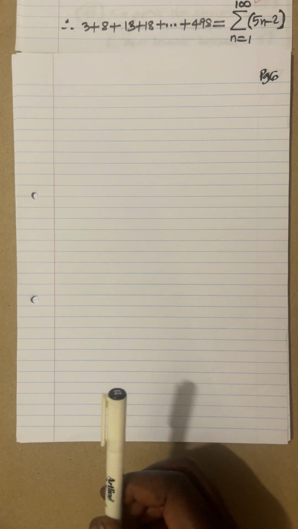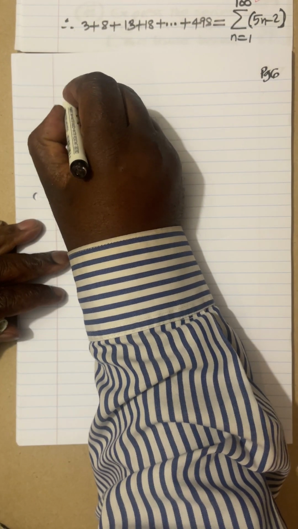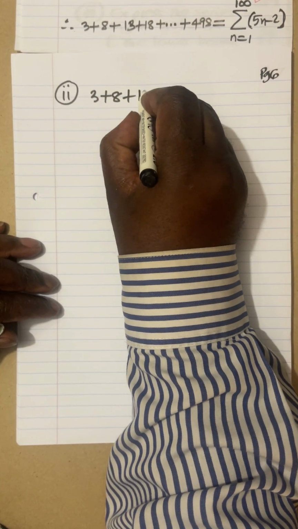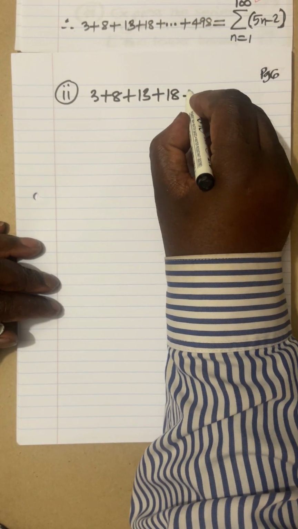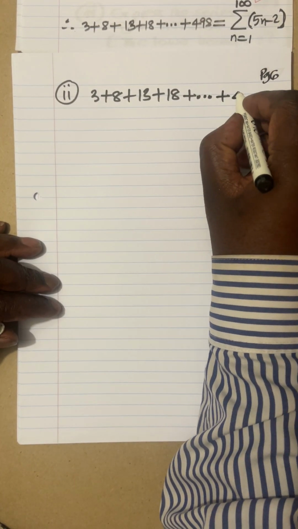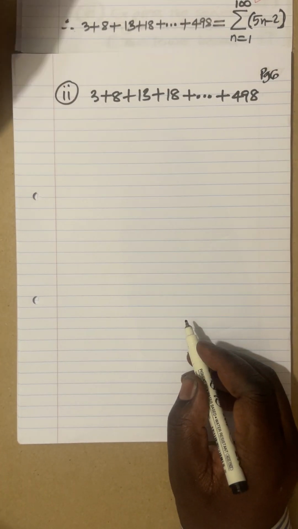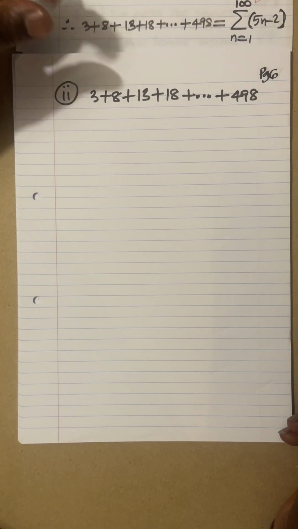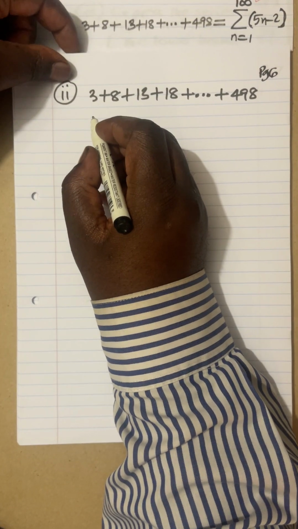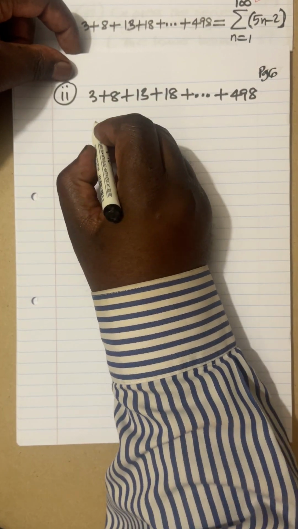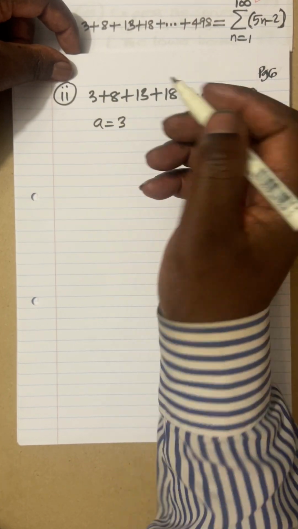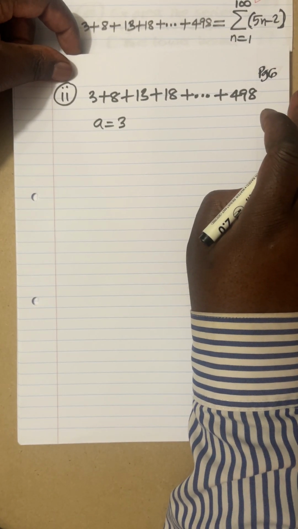So we have the same series. Let me use this marker here. Number 2, the series is the same: 3 plus 8 plus 13 plus 18 plus 123 plus 498. If you remember from the first one there, we calculated the number of terms, but assuming this has come on its own, this is how you would approach it. You would say, of course, the first term is 3. Our A equals 3 according to this one here. And then you would work out the number of terms. That would be the first step.